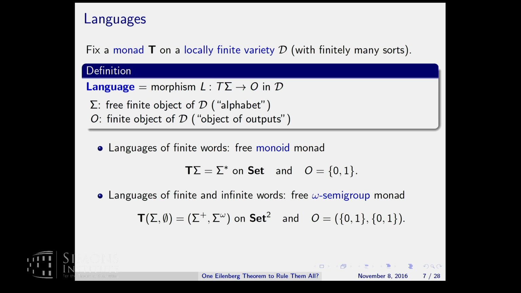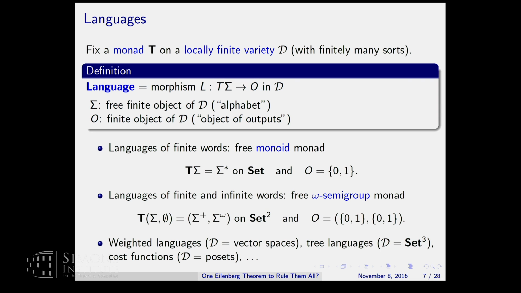If you want to do something more fancy, like languages of finite and infinite words, you immediately need a two-sorted setting. And there, the monad does this: if you take a two-sorted set with Σ and the empty set in the second sort, it's doing this. So that's the monad of ω-semigroups, and as the output object here, you take two elements in both sorts. And then it turns out that the languages are just the languages of finite and infinite words.